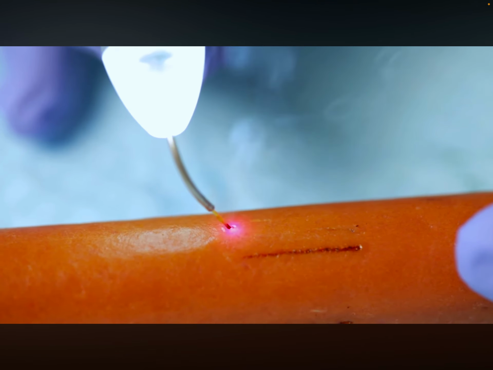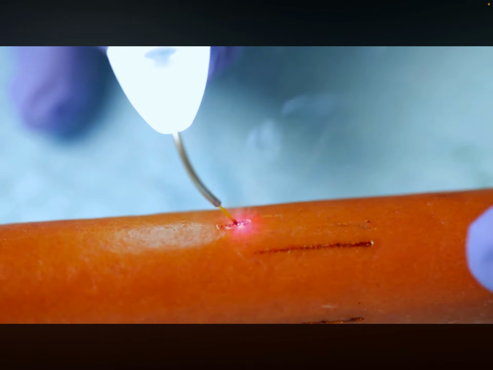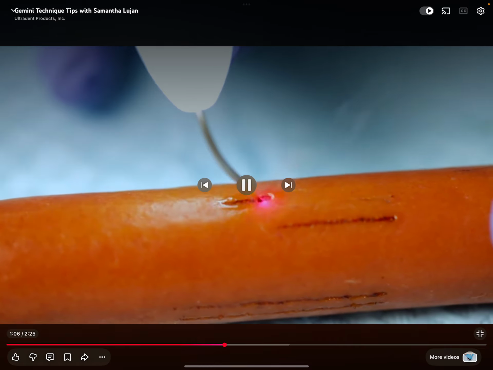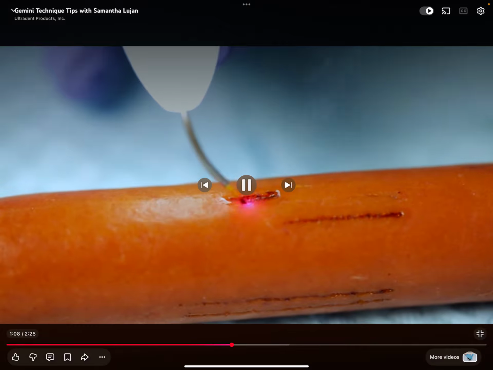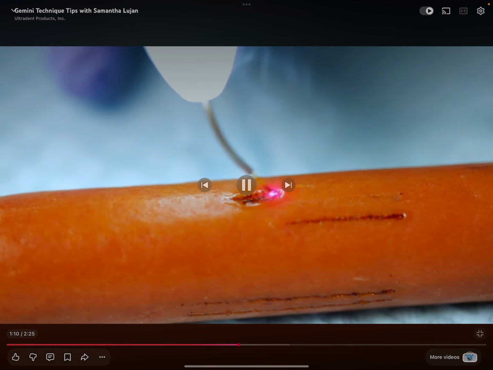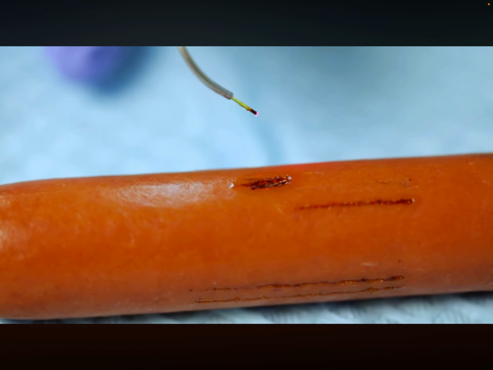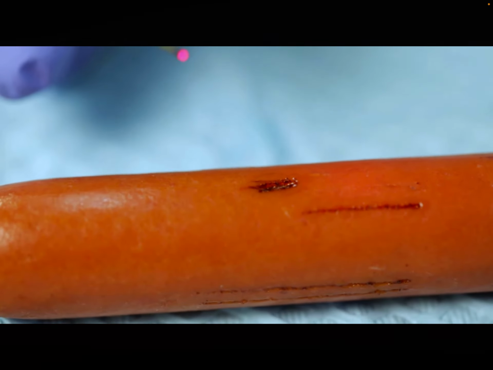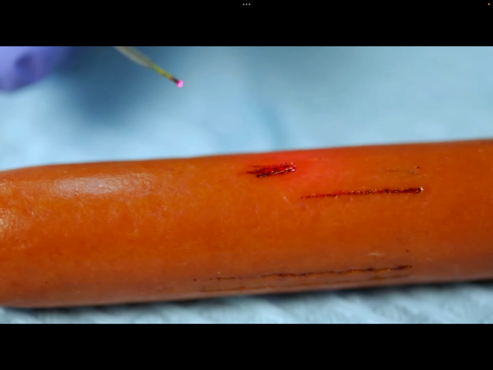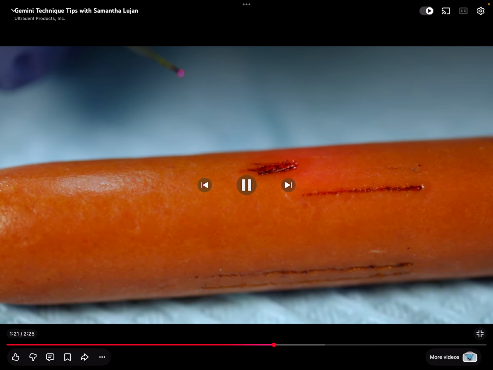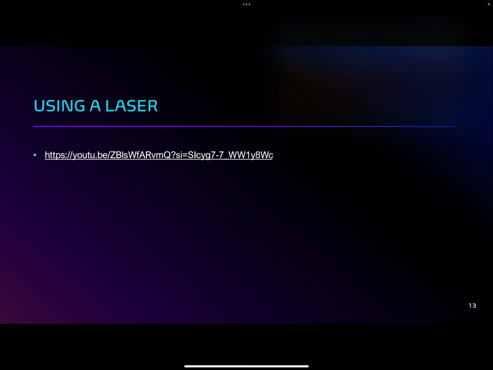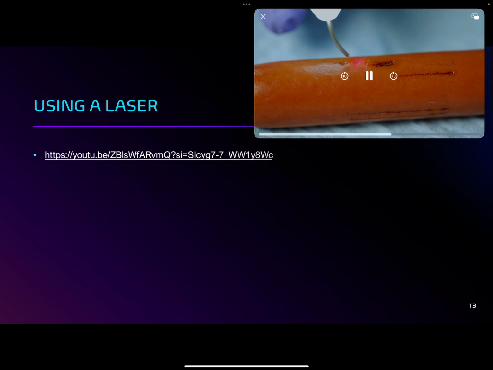So remember that you want to use as little power as possible to achieve the optimal results. If you're using a very high power setting and you see charring, blackened tissues, that means that you have too much power and you're going to cause thermal damage, which will lead to more postoperative pain and swelling. At this point, you need to turn your power setting down on your Gemini, or you need to speed the paint stroke a little bit faster.